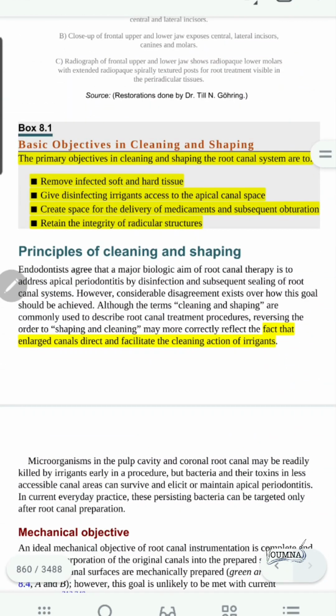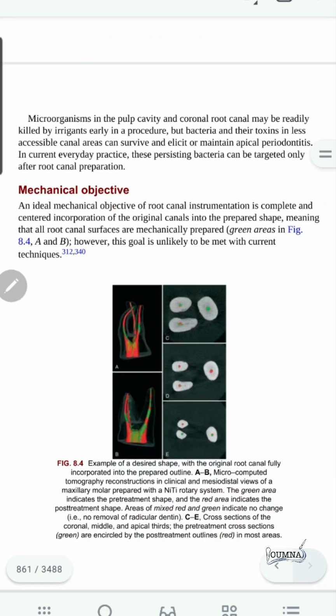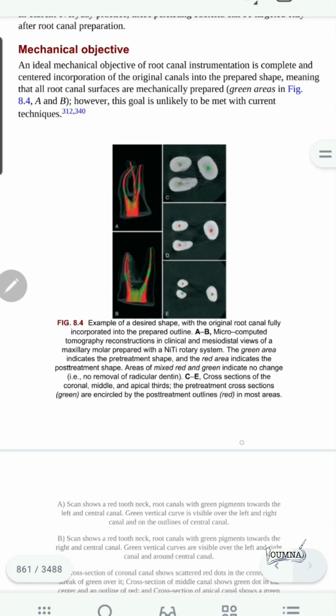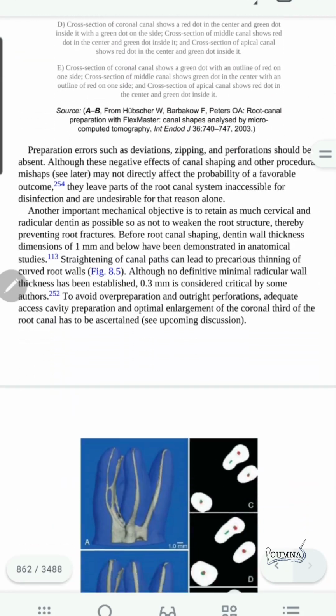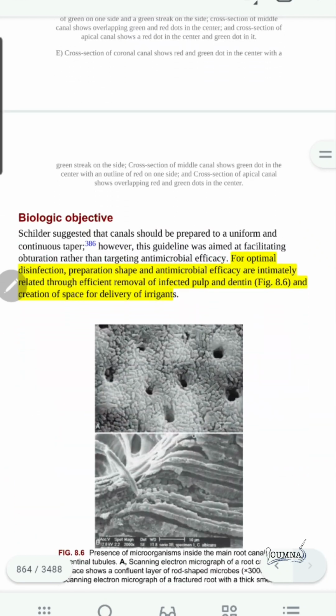What is the purpose of doing the shaping and cleaning? Four things: to remove the infected soft and hard tissue, to give the irrigants access to the apical canal space, to create space for the obturation material, and to retain the integrity of the radicular structure. So, by doing the shaping, we are facilitating the irrigants reaching and cleaning the tooth.